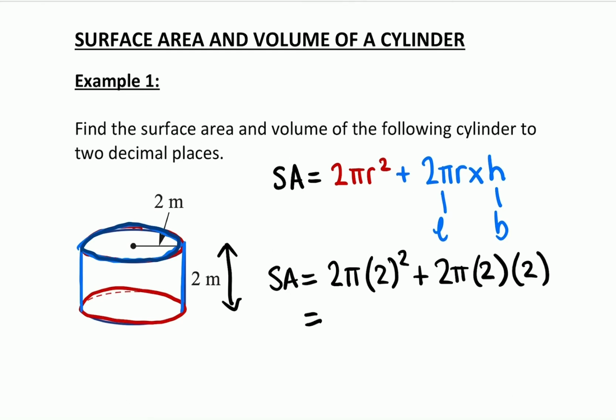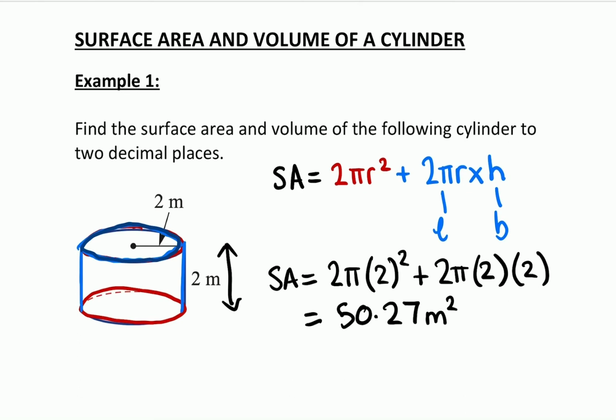And then we can just put all this into a calculator, and we need to round off to 2 decimal places as well. So we've got 2 times pi times 2 squared plus 2 times pi times 2 times 2. So we end up with a surface area of 50.27, and it was given to us in meters. The lengths were given to us in meters. So our surface area is going to be in square meters. So that's the surface area.